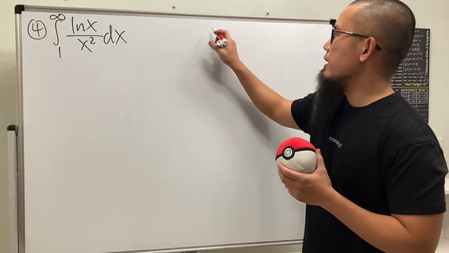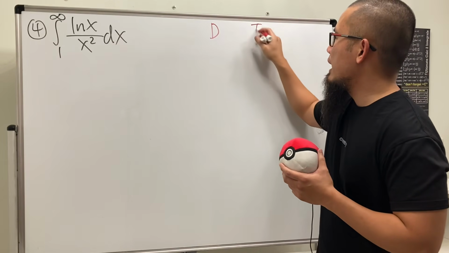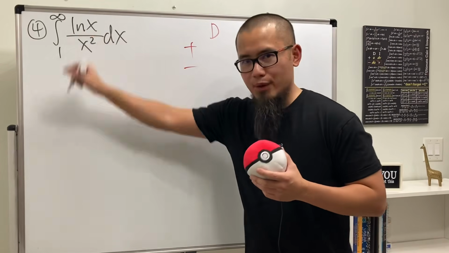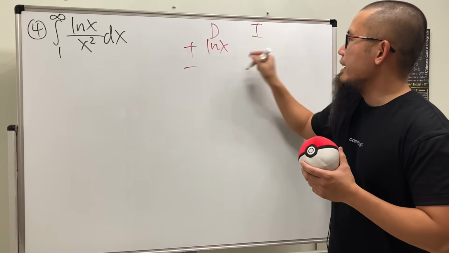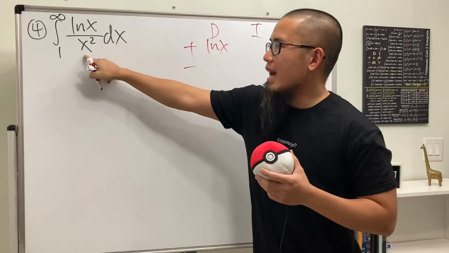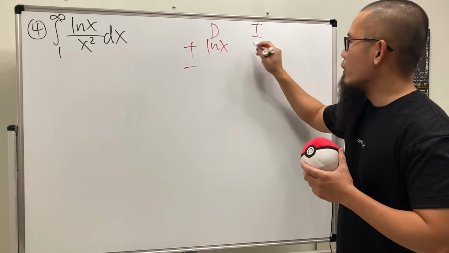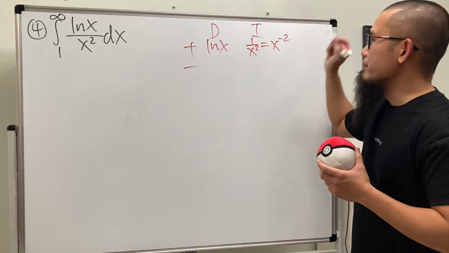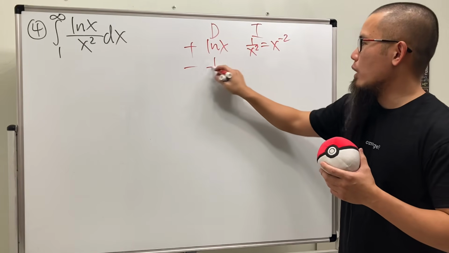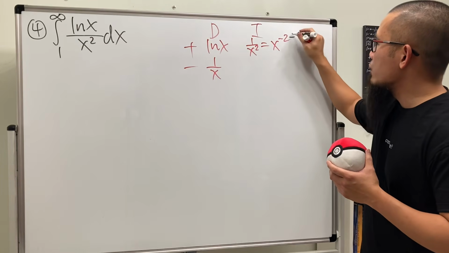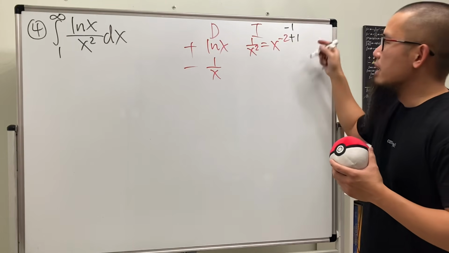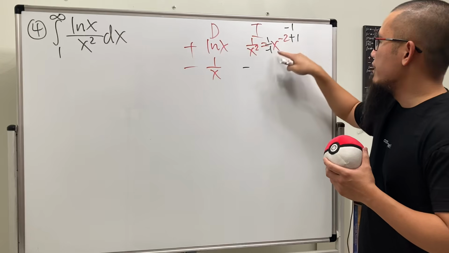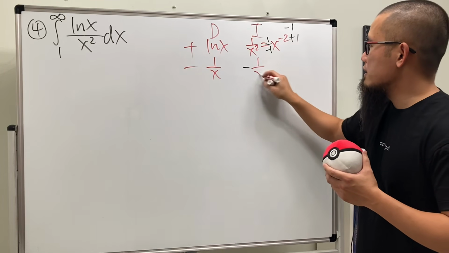So of course, let's put that down on the side, D and also the I, plus, minus. Let's go ahead and differentiate ln x, and then integrate, not x squared, but rather 1 over x squared, which is the same as x to the negative 2. Differentiating, we get 1 over x. Integrating, we add 1 to the power, which is negative 1, divided by the new power, so we get negative x to the negative 1, which is just 1 over x.